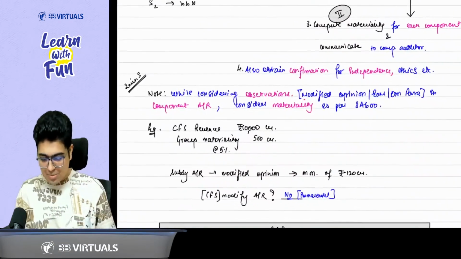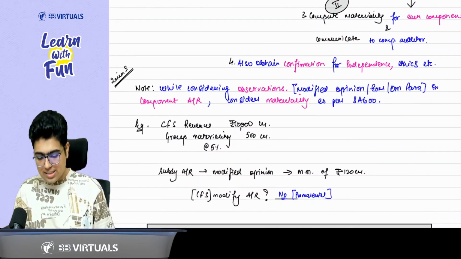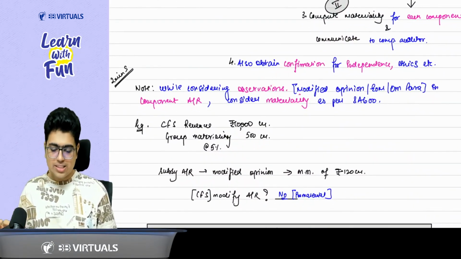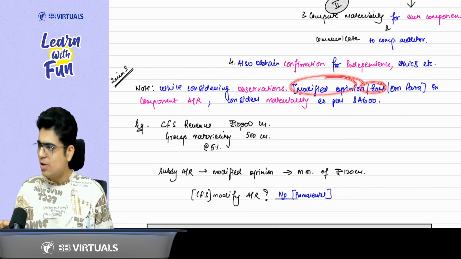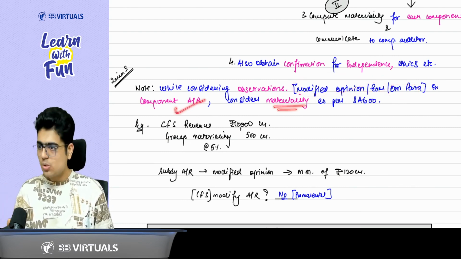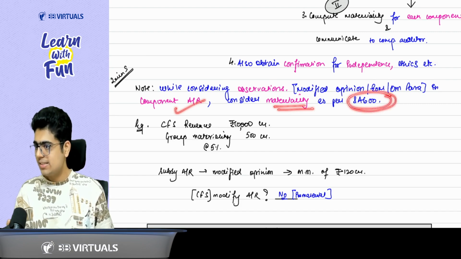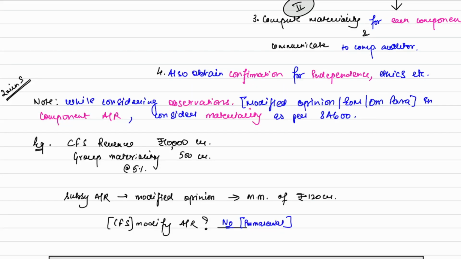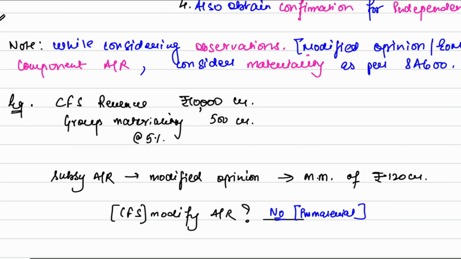Then we covered a very amazing point. When you are considering the observations, observations means modified opinion, EOM para, OM para, in the component audit report, you need to consider the materiality as per SA 600. Sir, materiality means, please understand, CFS revenue 10,000 crore, group materiality at 5% is 500 crore. Now, in the subsidiary audit report, there is a modified opinion because of a material misstatement of 120 crore.